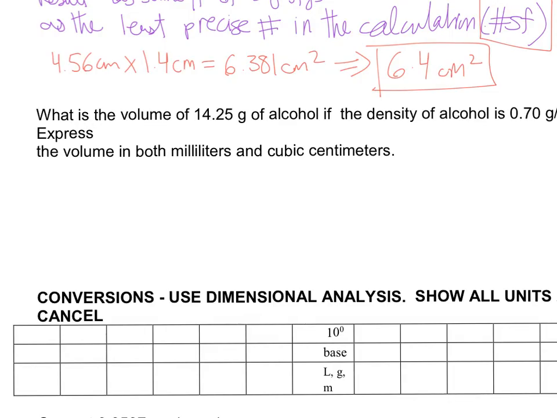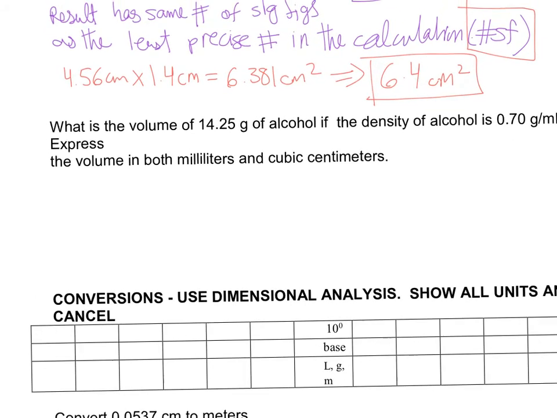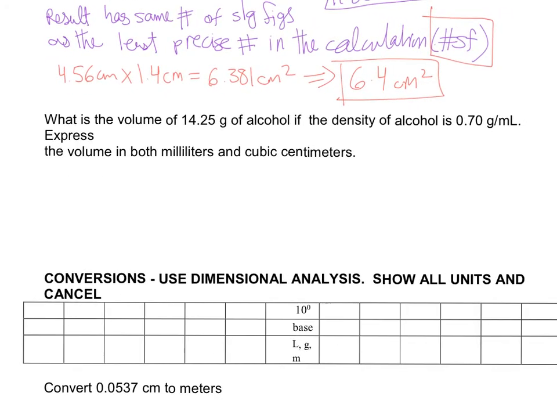Let's do an example. It says, what is the volume of 14.25 grams of alcohol if the density of alcohol is given to us as 0.70 grams per milliliter? We want to express the volume in both milliliters and cubic centimeters. So since we're given density and we're given grams and we're trying to find the volume, you can use the density equation. So D equals M over V. Our density is given to us as 0.70 grams per milliliter. Our mass is given to us as 14.25 grams. And V is what we're solving for.